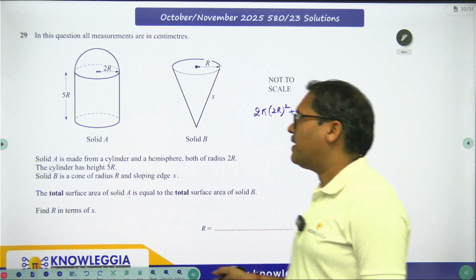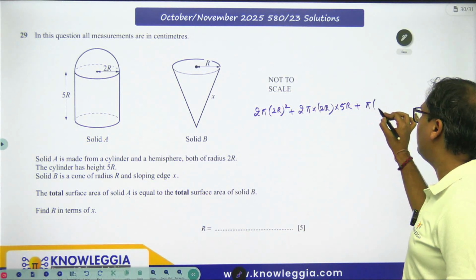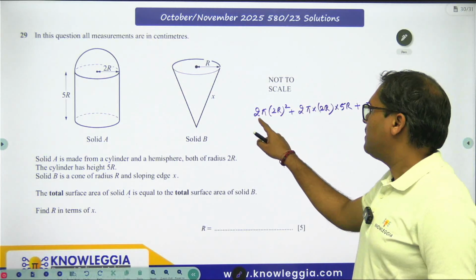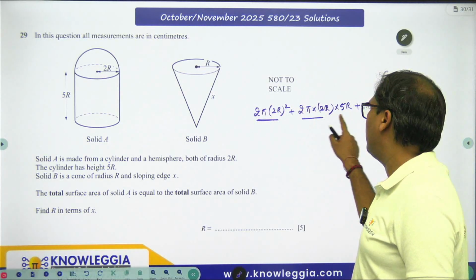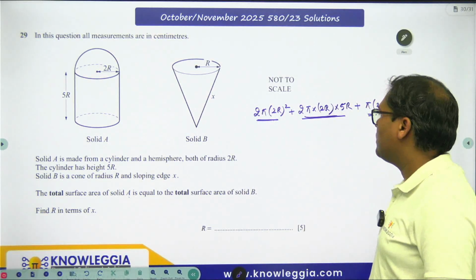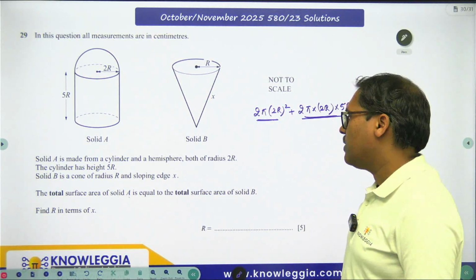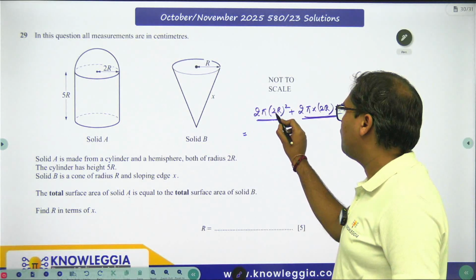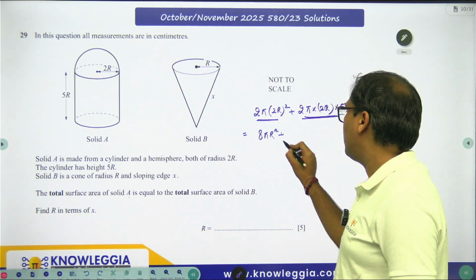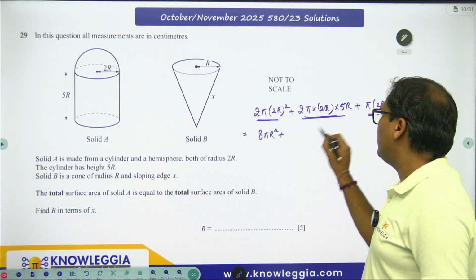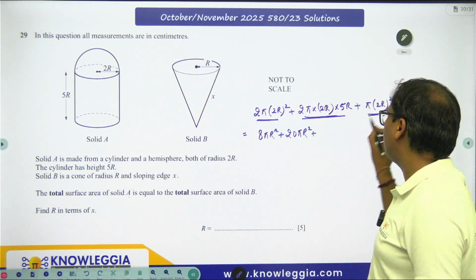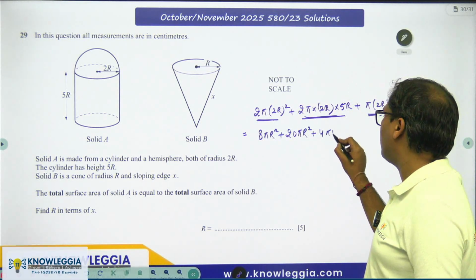This is pi r square. So this is pi. What is the radius of this? 2r square. I hope this is clear. That is, this is the hemisphere, this is the cylinder's curved surface area, and this is the base of the cylinder. Correct? So now if you simplify this, what is this? This is 8 pi r square, plus this is 20 pi r square, and this is 4 pi r square.